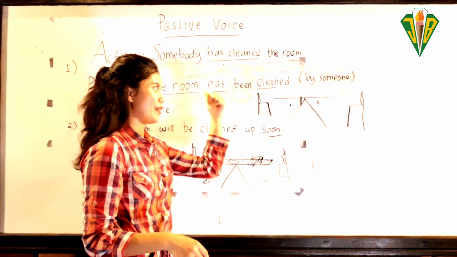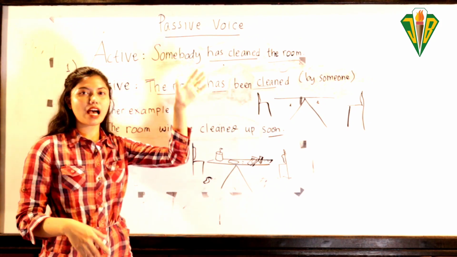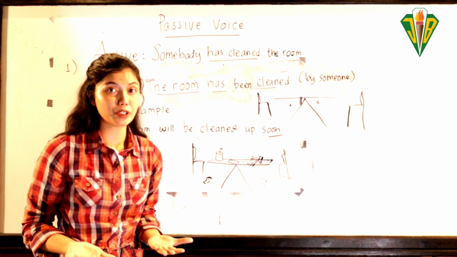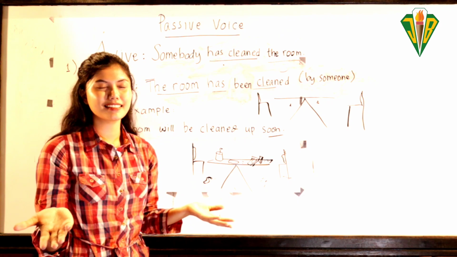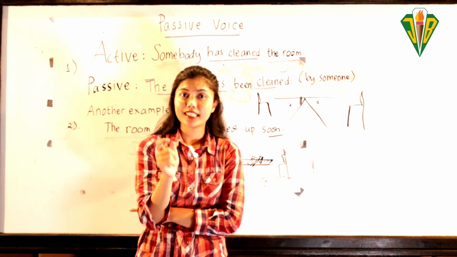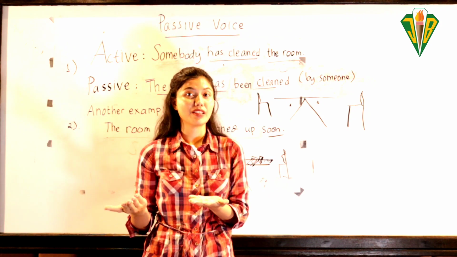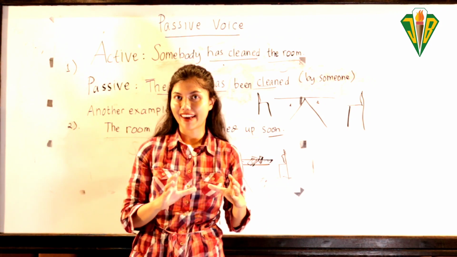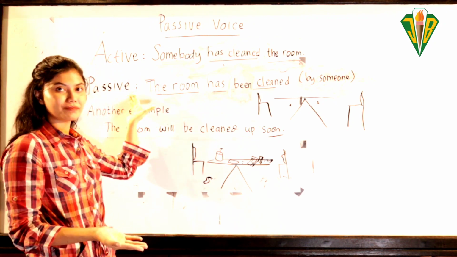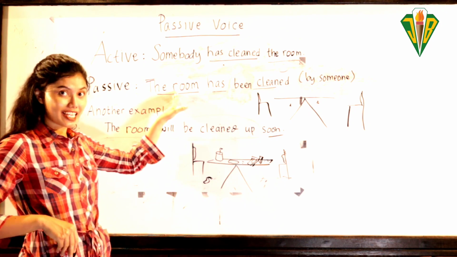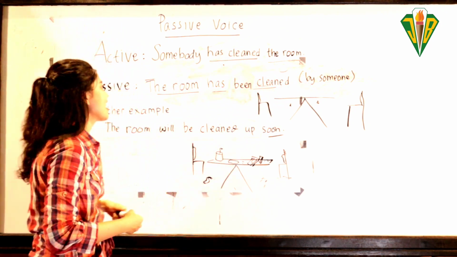Let's go with the first one. The condition here is that I don't know who is the person who cleaned the room. So I said, somebody has cleaned the room. But actually the point is about the room, right? Because we want to use the room, the meeting room, the object. That's why I prefer to say it in passive form. The room has been cleaned by somebody, because I don't know who the person is, right?